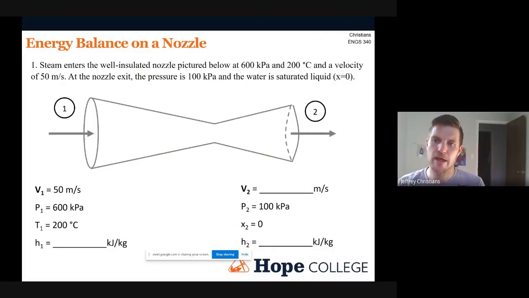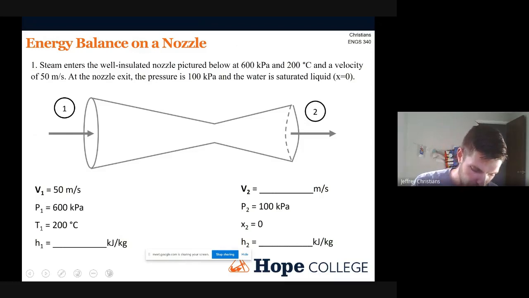Okay, so we're going to dive in today with an example problem, which will hopefully prompt some thought and discussion about energy balances and what we've been talking about with these. We're going to do an energy balance on a nozzle. If you bring out your printed sheet of notes, this is the first question on that.